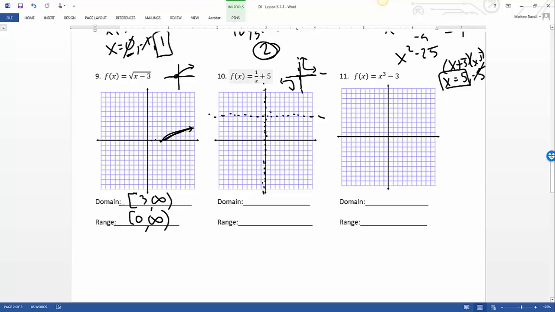And then if you want to plug points to make it a little more accurate, my domain is going to be negative infinity to 0, 0 to infinity, and my range is going to be from negative infinity to 5 union 5 to infinity. So there's my graph there, and they're both negative infinity to positive infinity.